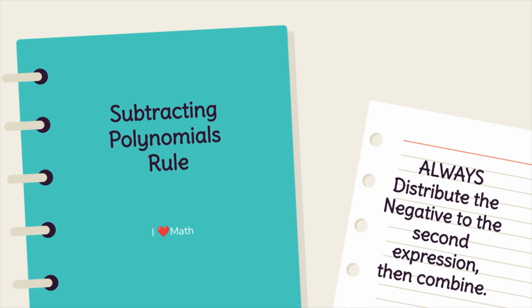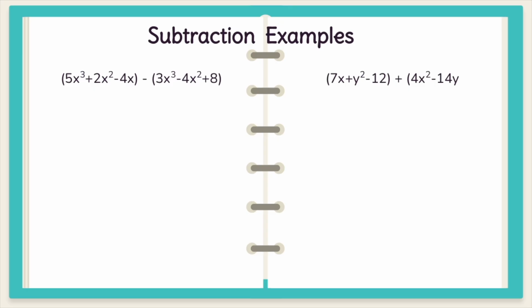So what do I mean by that? Let's take a look at some examples. Here in our subtracting example, on the left-hand side, we can see we have a negative sign first. I said we were going to distribute into that second polynomial. So we're going to take our negative to the 3x to the third, that negative to that negative 4x squared, and that negative to the positive 8. So that's what we're going to do first.